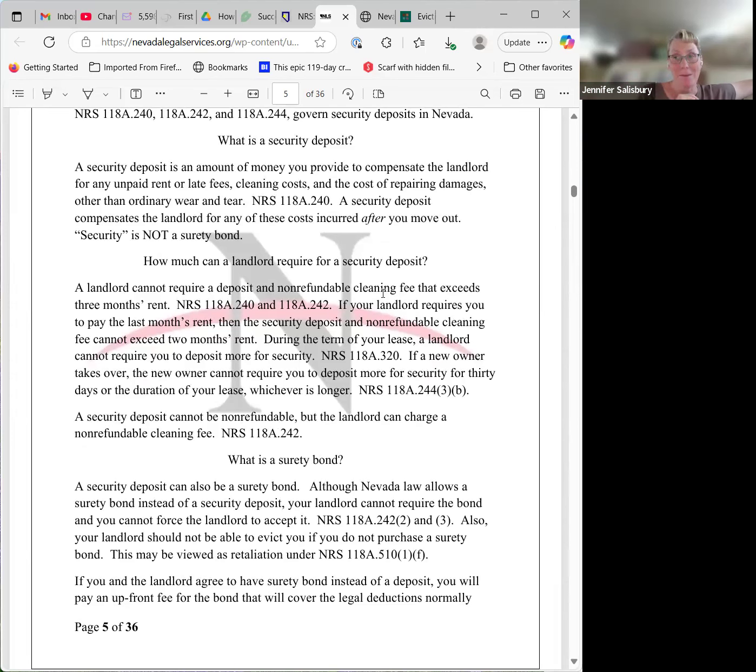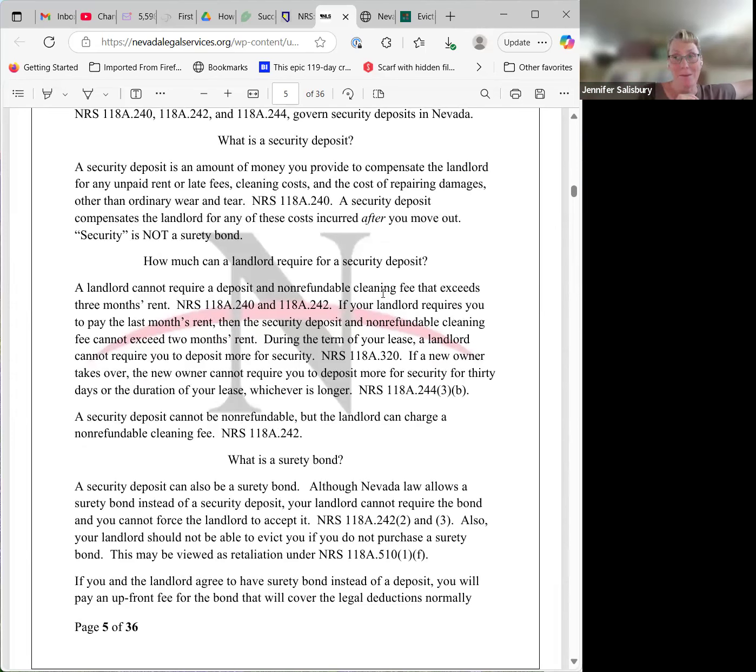Okay. So surety bond. This is unique. There's not many places that do this. Nevada's not the only place, but it is one of them. Security deposit can also be a surety bond. And so Nevada law allows a surety bond instead of a security deposit.